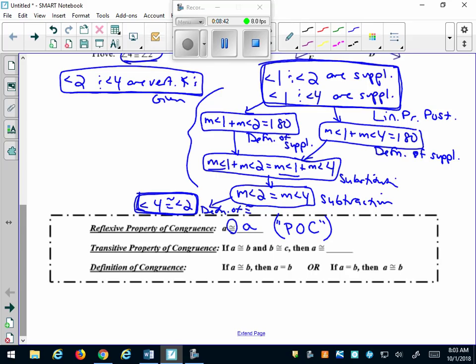So transitive as well. We said A equals B and B equals C, then A equals C. Now we're going to say if A is congruent to B and B is congruent to C, then A is congruent to C. Same thing, definition of congruence. We've had this before, right? If things are congruent, then we can say they're equal. Or vice versa, we could say if they're equal, then we say they're congruent. In a proof, definition of congruence is the reason either way.